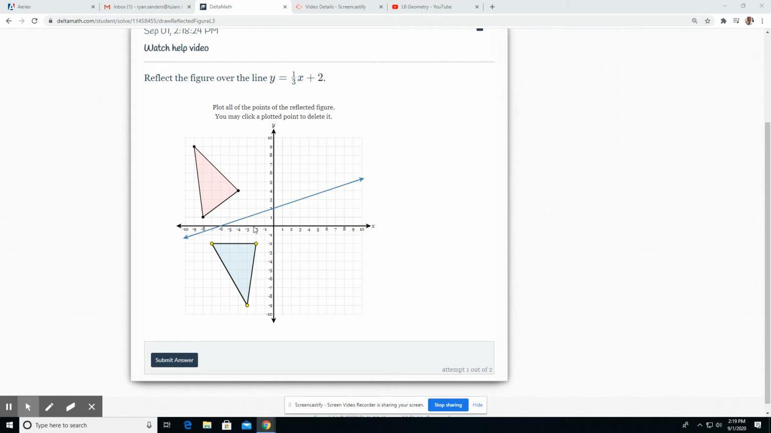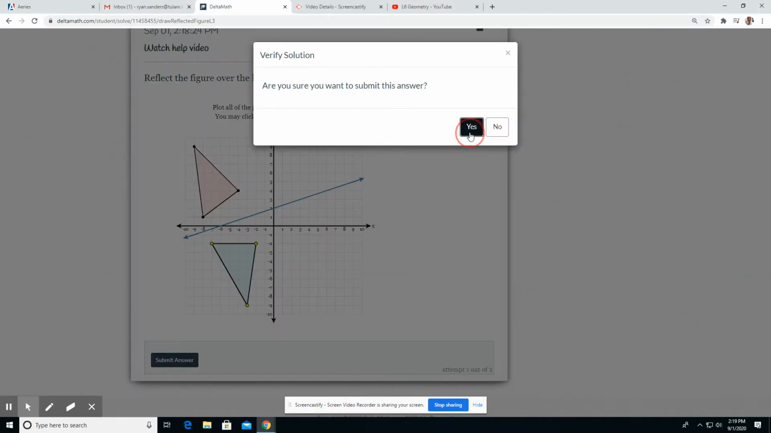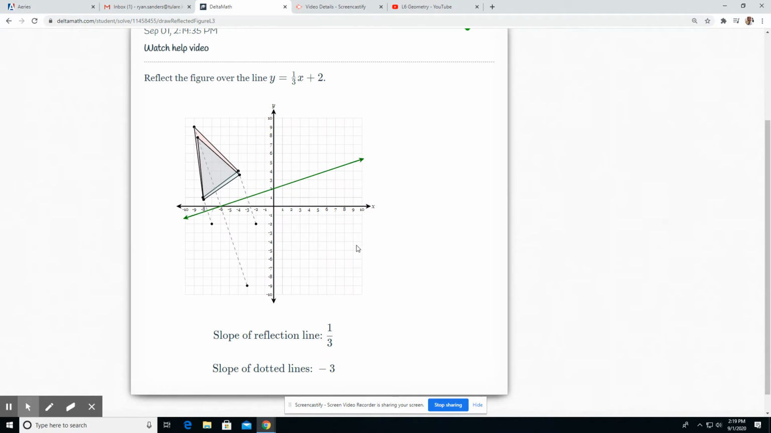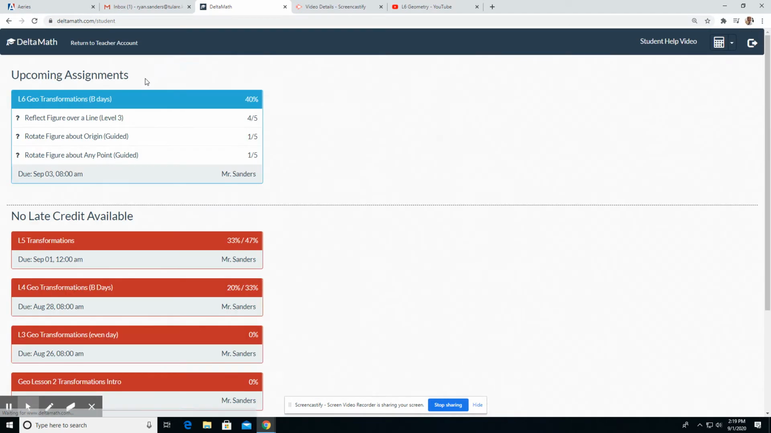Okay, and we're finishing up here. So let's go ahead and submit our answer. I've put all the points just where we had talked about, and we are good with that. So it's real important to use that perpendicular slope to help us get each of the shapes or points where it needs to be. All right, next one.